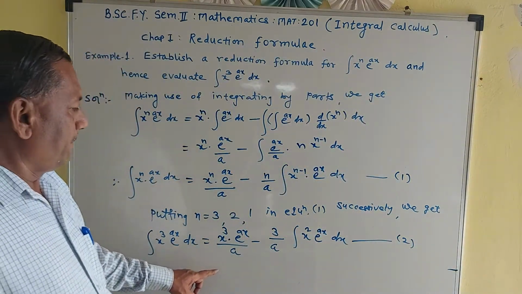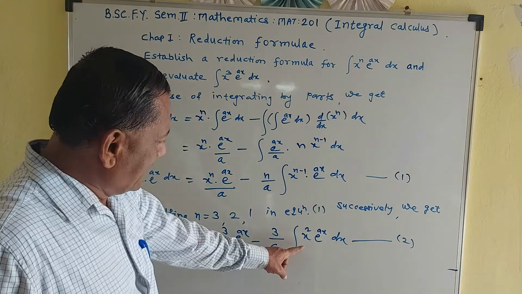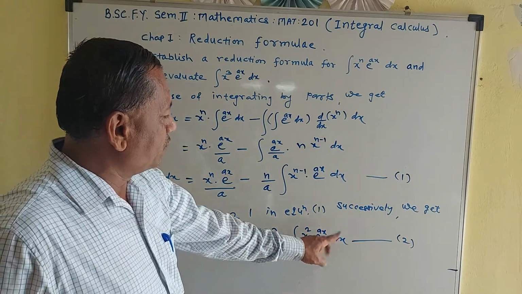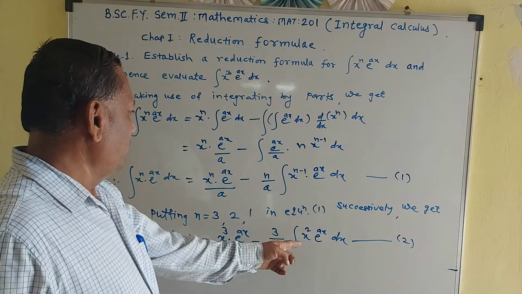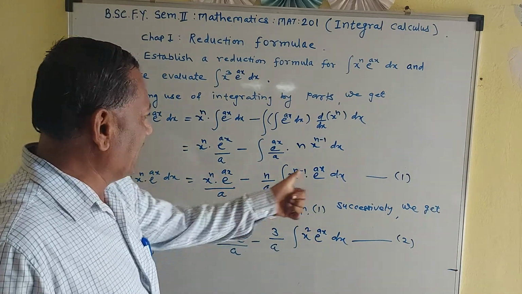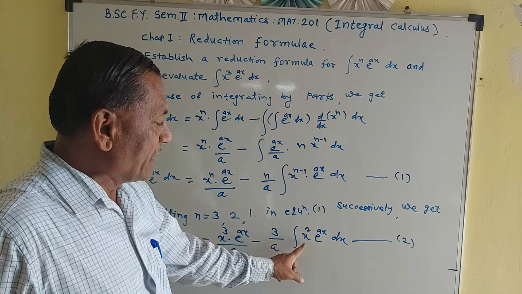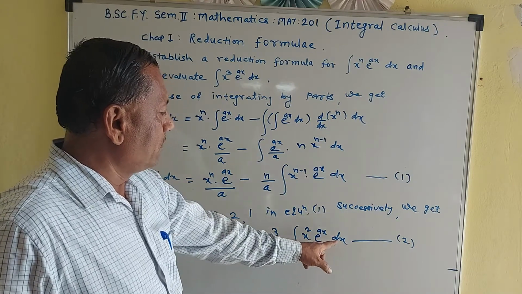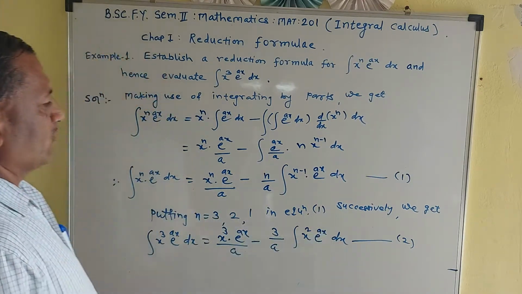Again here you see the integration of x square e raised to ax dx. Then you substitute n is equal to 2 in equation 1. So you get the integration of x square e raised to ax dx.